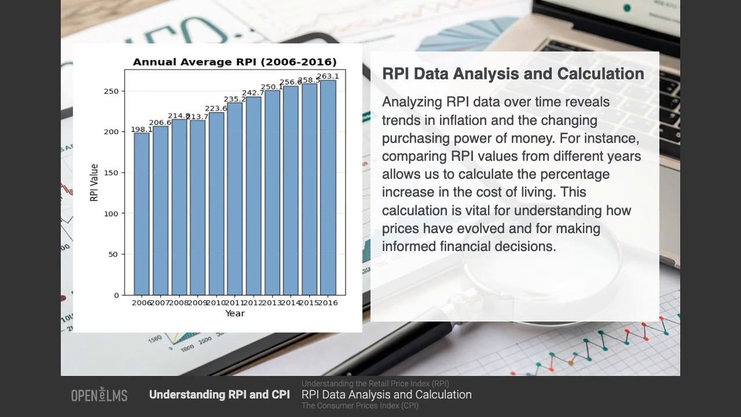RPI data analysis and calculation. Analyzing RPI data over time reveals trends in inflation and the changing purchasing power of money. For instance, comparing RPI values from different years allows us to calculate the percentage increase in the cost of living. This calculation is vital for understanding how prices have evolved and for making informed financial decisions.